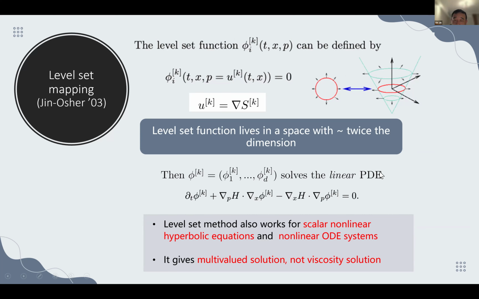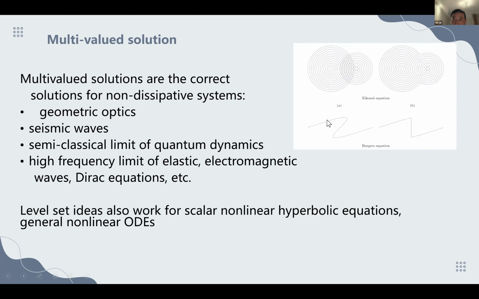So probably not everyone knows what the multivalued solution is. Here's a graph which shows you. If you have, for example, Burgers' equation, and you start with a sinusoidal function for the initial data, eventually you get this solution, because the speed depends on the solution. So eventually you form a shock on the right-hand side, okay?